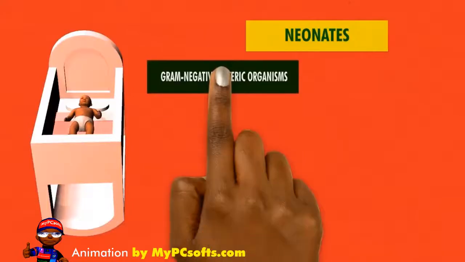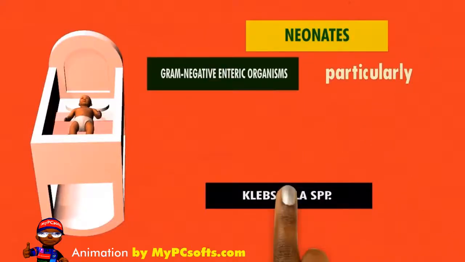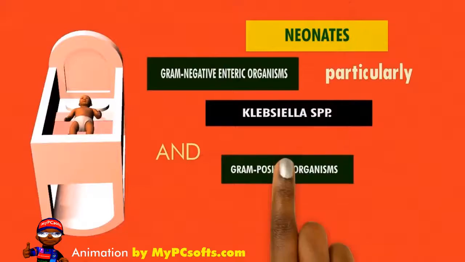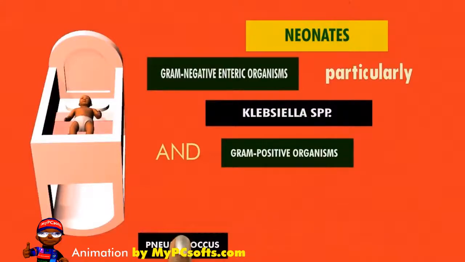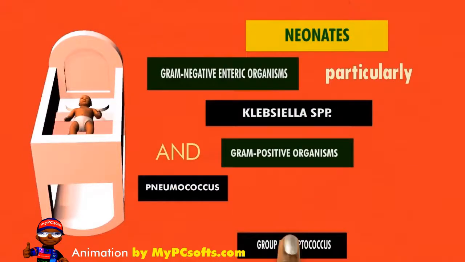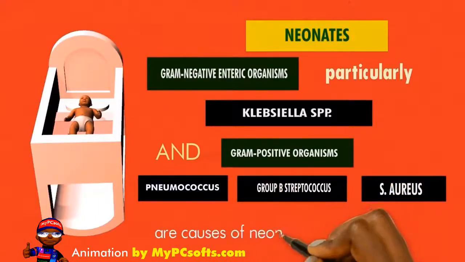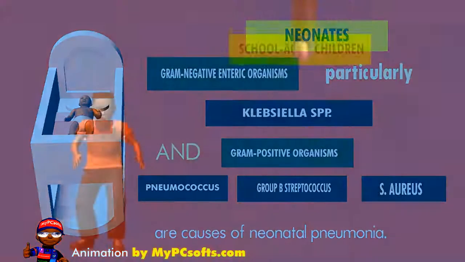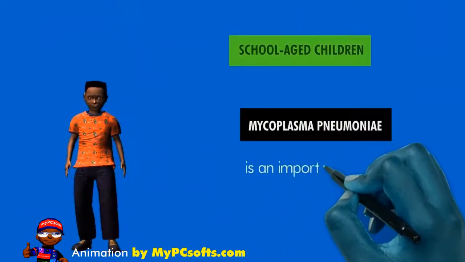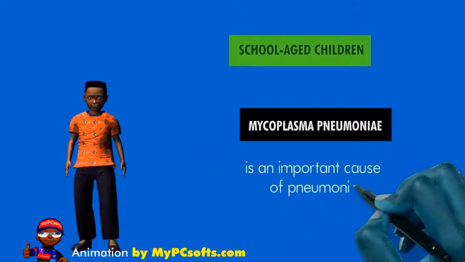In neonates, gram-negative enteric organisms, particularly Klebsiella species, and gram-positive organisms, mainly pneumococcus, group B streptococcus, and Staphylococcus aureus, are causes of neonatal pneumonia. Whereas in school-age children, Mycoplasma pneumoniae is an important cause of pneumonia.